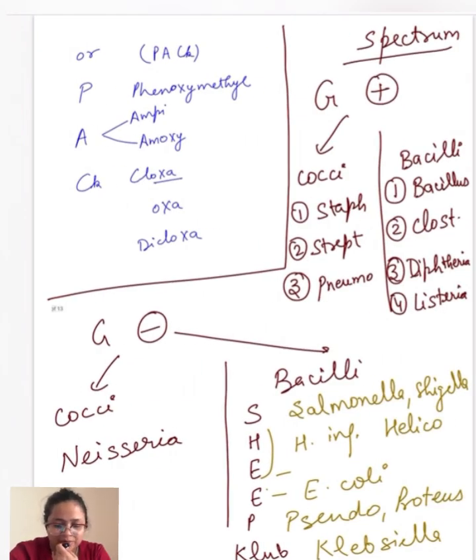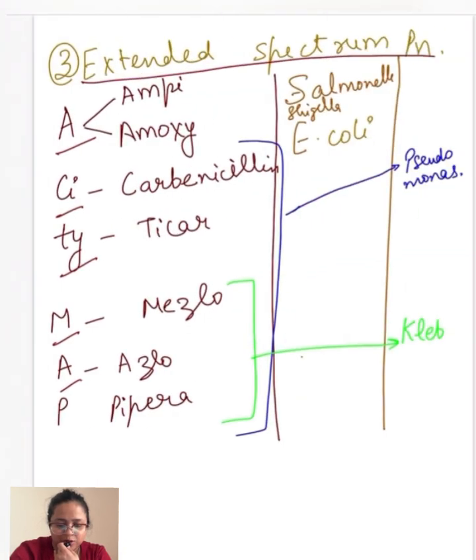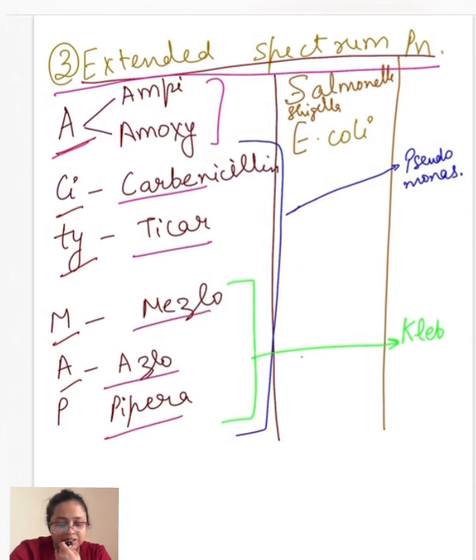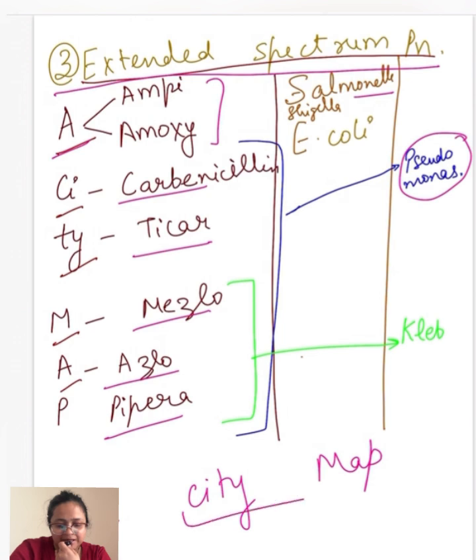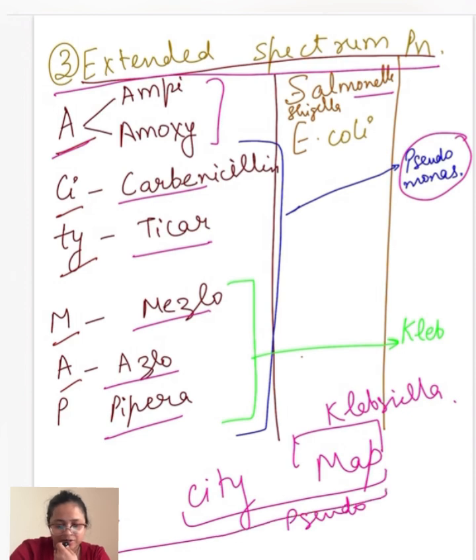Then extended spectrum penicillin. The extended spectrum penicillin mnemonic is ACT MAP. These are active against Salmonella, Shigella, E. coli. A for ampicillin, amoxicillin. C for carbenicillin. T for ticarcillin. M for mezlocillin. A for azlocillin. P for piperacillin. So CT MAP is active against Pseudomonas, and MAP is active against Klebsiella also. So MAP is active against Salmonella, Shigella, E. coli, Pseudomonas and Klebsiella. CT MAP is against Salmonella, Shigella, E. coli and Pseudomonas, and ACT MAP against Salmonella, Shigella and E. coli. This is the extended spectrum penicillin.